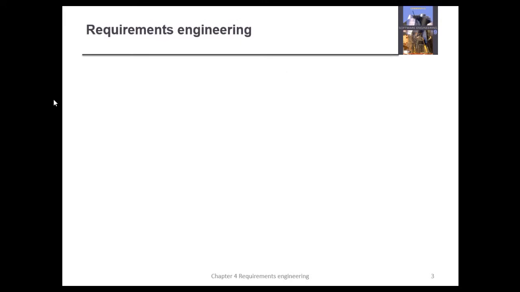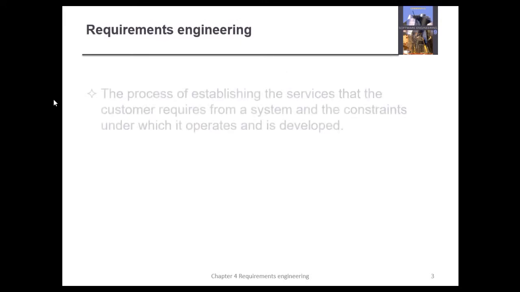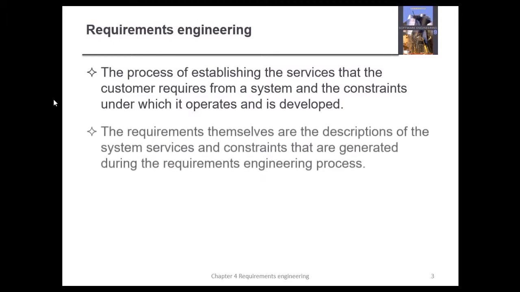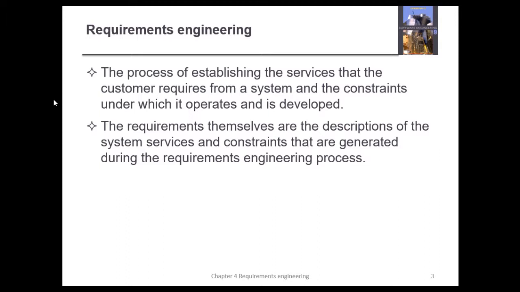So what is requirement engineering? Requirement engineering is the process of establishing the services that the customer requires from a system and the constraints under which it operates and is developed. For example, when customers need a system, they give us the requirements, and under those requirements we develop a system. So the process of gathering requirements, making the SRS, the software requirement specification, and then making a system or an architecture for it is called requirement engineering.